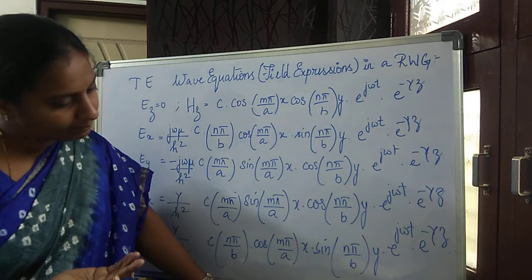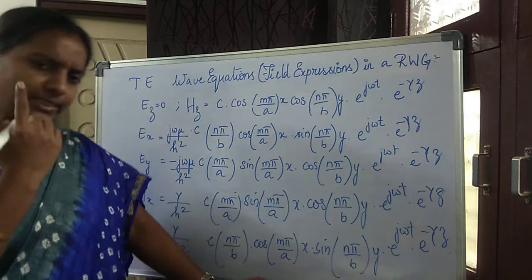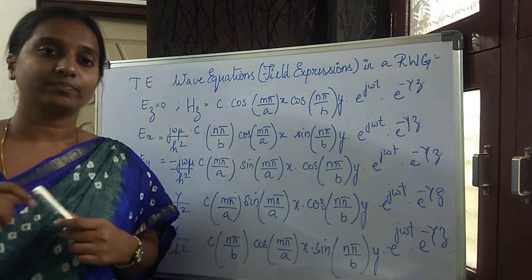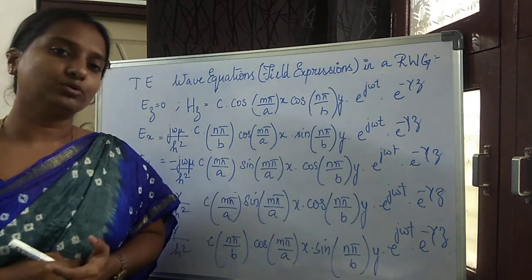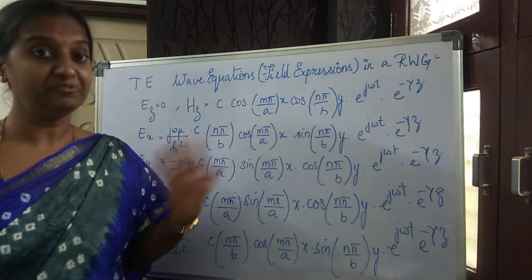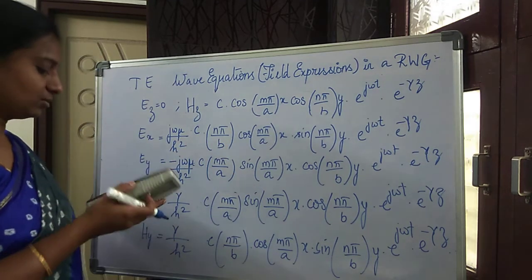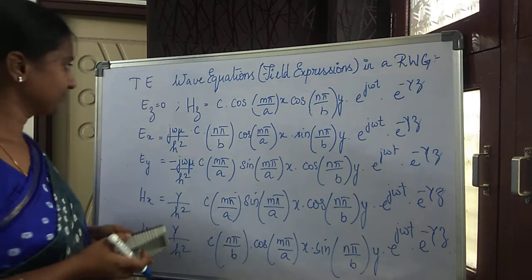Now for TM or TE, will only one mode exist? No. I have a lot of modes existing. And how do I differentiate the modes? How many modes are there? Infinite modes are there. So how will I first find out the mode number?